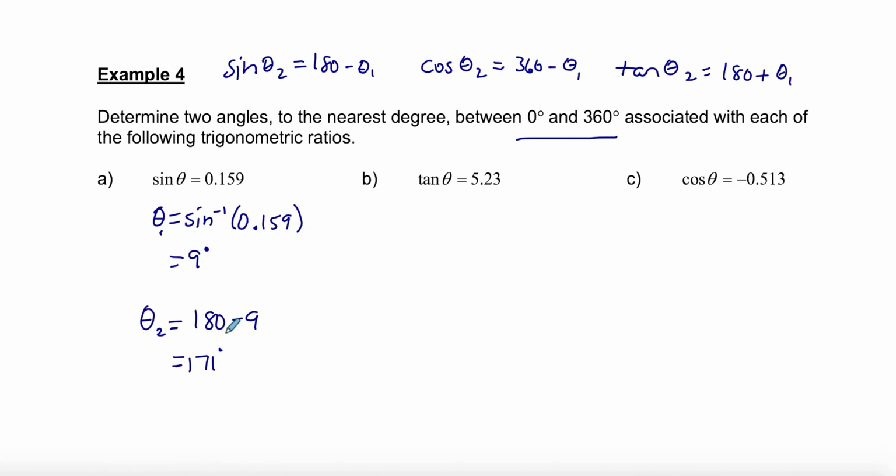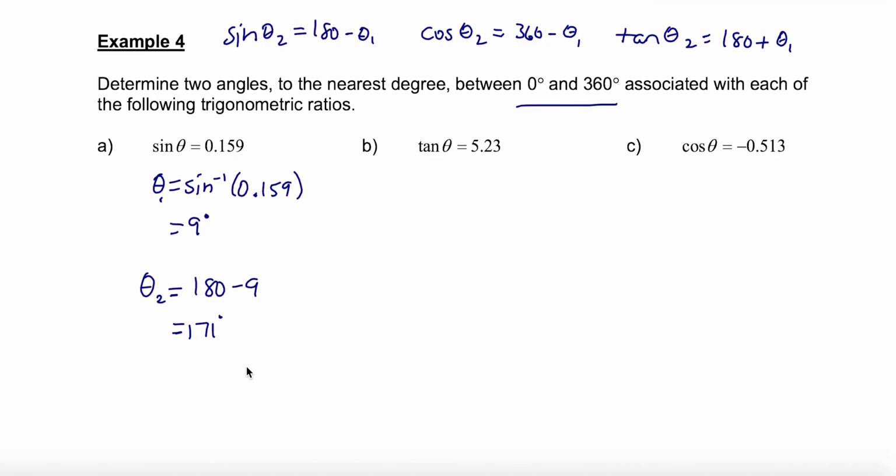And this should make some sense because if I have the sine of 9, 9 is not a very big angle, CAST, all of my ratios are positive in this quadrant, so sine should be a positive number. And then if I do 171, I'm also over here, and CAST, sine, would also be positive in that quadrant.